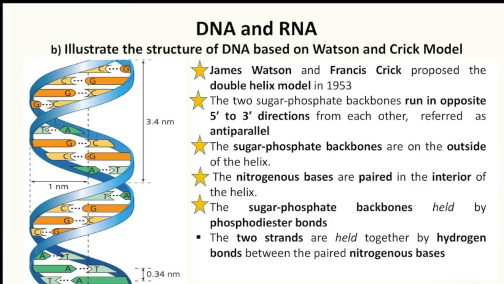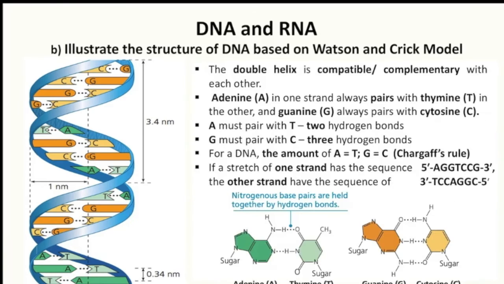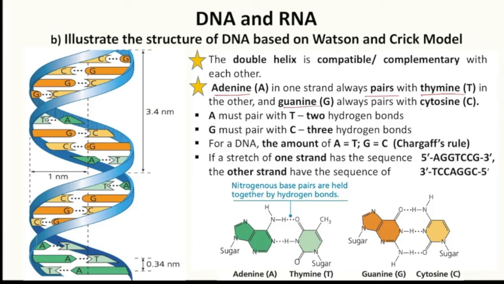The 2 strands are held together by hydrogen bonds between the nitrogenous bases. The double helix is complementary to each other. Adenine in one strand will pair with thymine in the other strand. Guanine will pair with cytosine, and the rule is adenine must pair with thymine with 2 hydrogen bonds, and guanine must pair with cytosine with 3 hydrogen bonds. In DNA, the amount of adenine is always equal to the amount of thymine, and the amount of guanine is always equal to the amount of cytosine. This is according to Chargaff's rules.